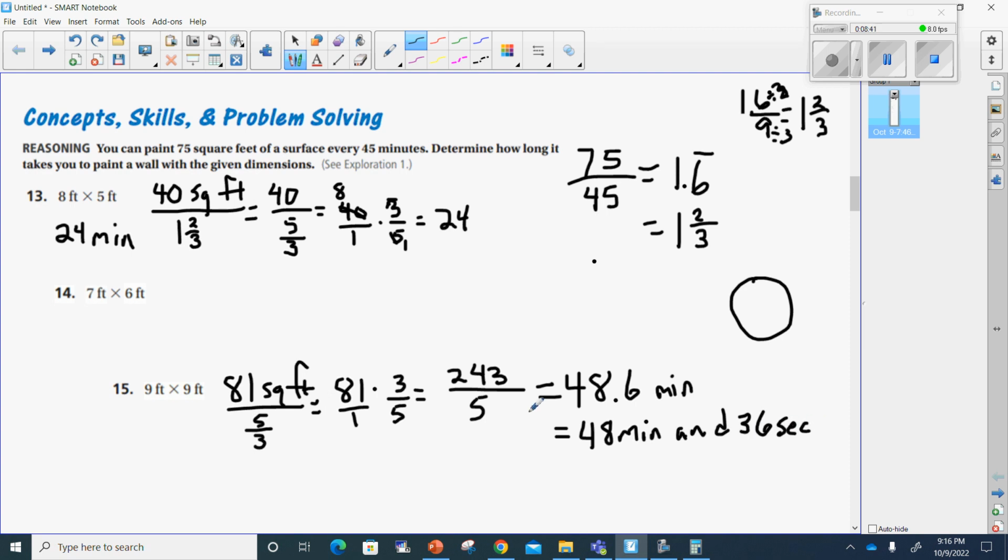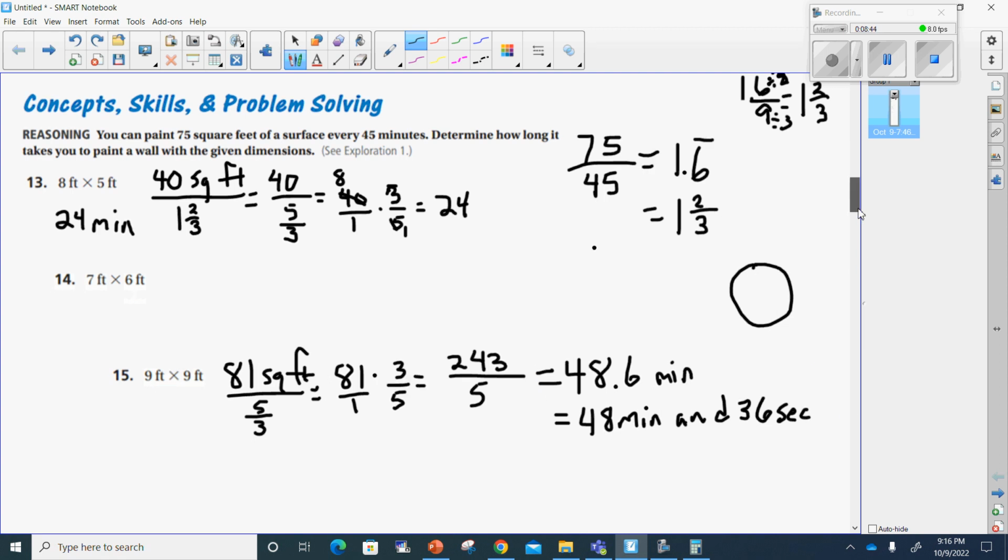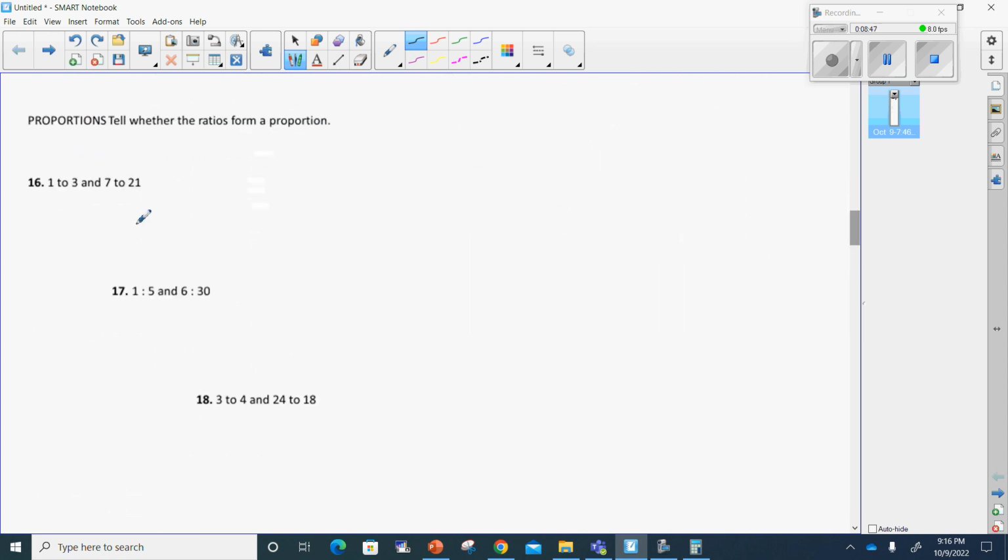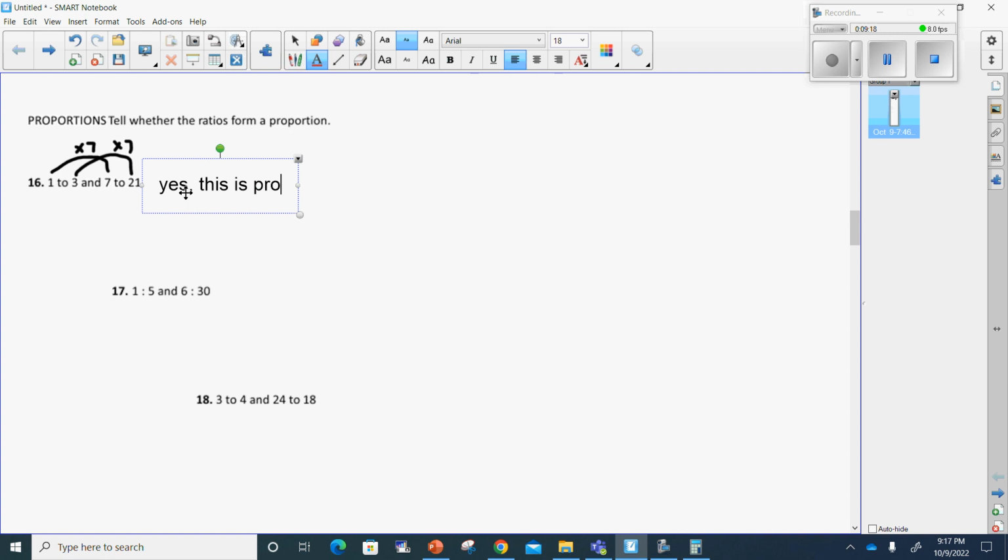Okay. Let's go ahead and go to number 16. Tell whether the ratios form a proportion or not. A proportion. Okay, so to do this, I have to see how much each thing increased. 1 to 7. All right. That's an increase of 7, right? We multiplied by 7. So I have to multiply this by 7. And 3 times 7 does equal 21. So yes, this is proportional.